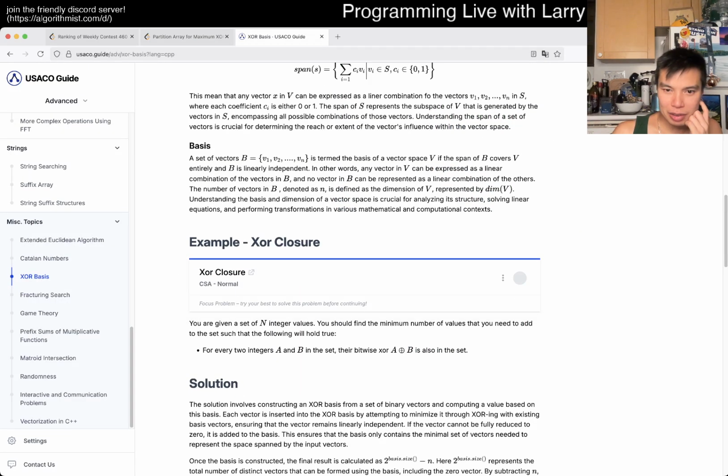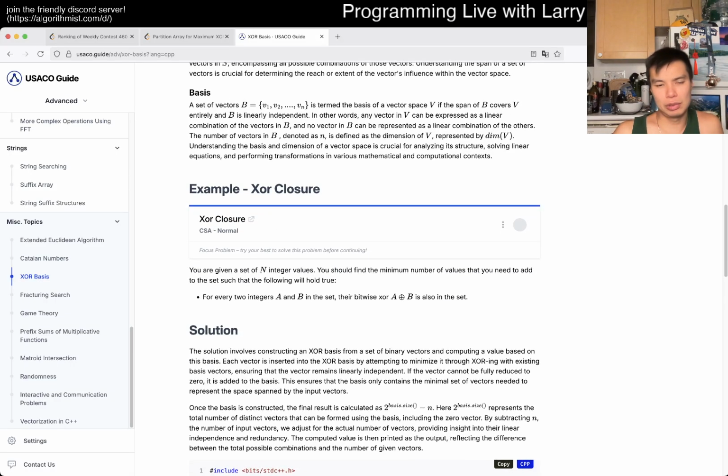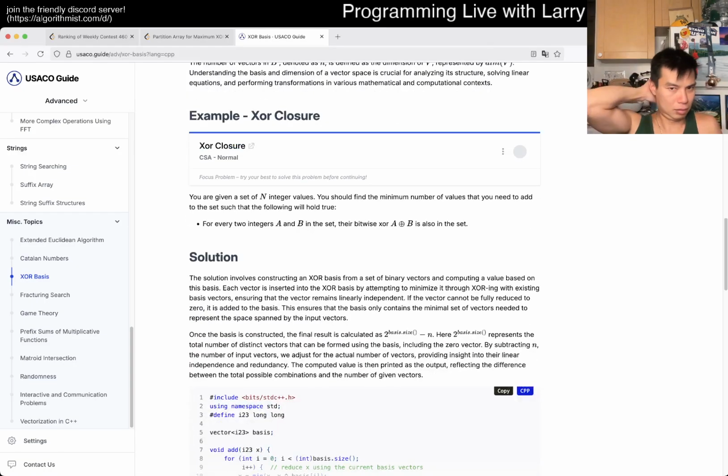XOR kosher. The minimum number to add such that for every two integers a and b in a set, the bitwise or okay. For every two integers a and b in a set. Oh, that's where the kosher is. Okay, XOR kosher, that makes sense. I'm trying to think what. Okay.